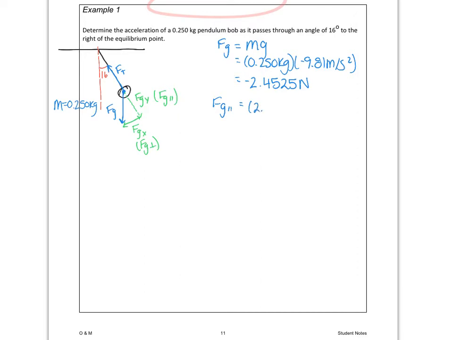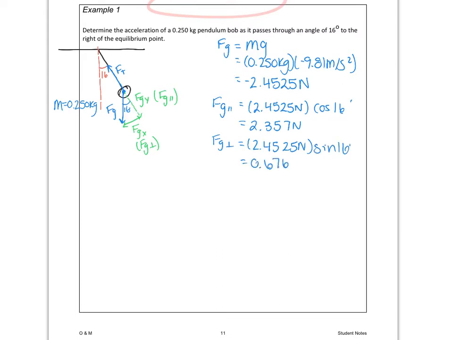the hypotenuse, so 2.4525 newtons times cos of 16. Again, because this angle is 16 degrees. And I got 2.357 newtons, and Fg perpendicular is 2.4525 newtons times the sine of 16 degrees. And I get 0.6760 newtons. Now, we weren't asked to find the tension force, so we don't actually need the perpendicular one.